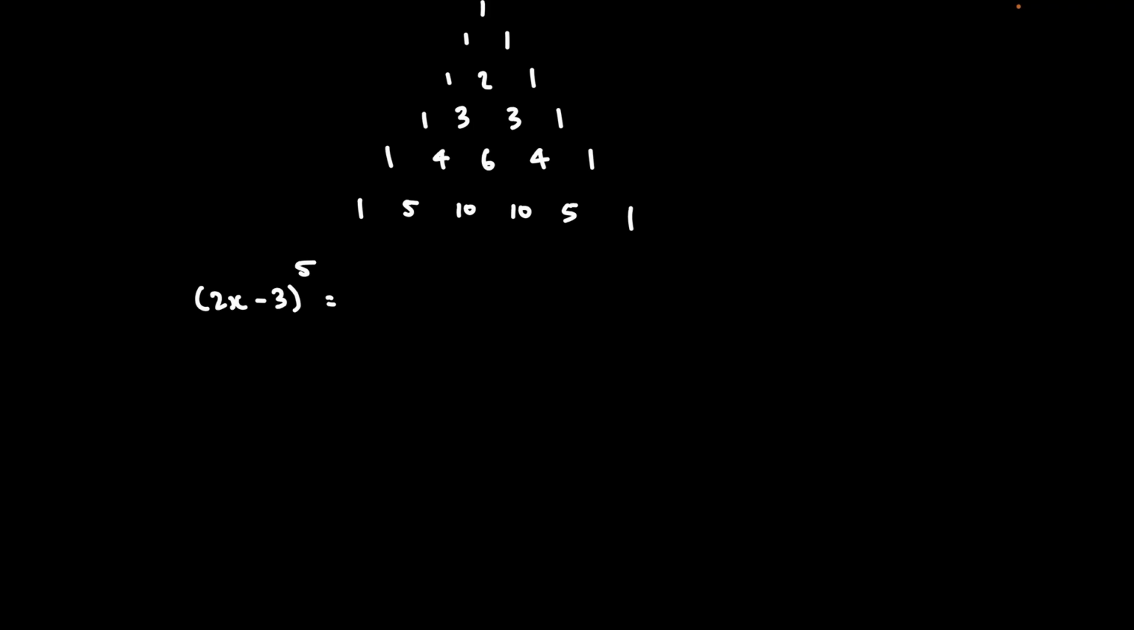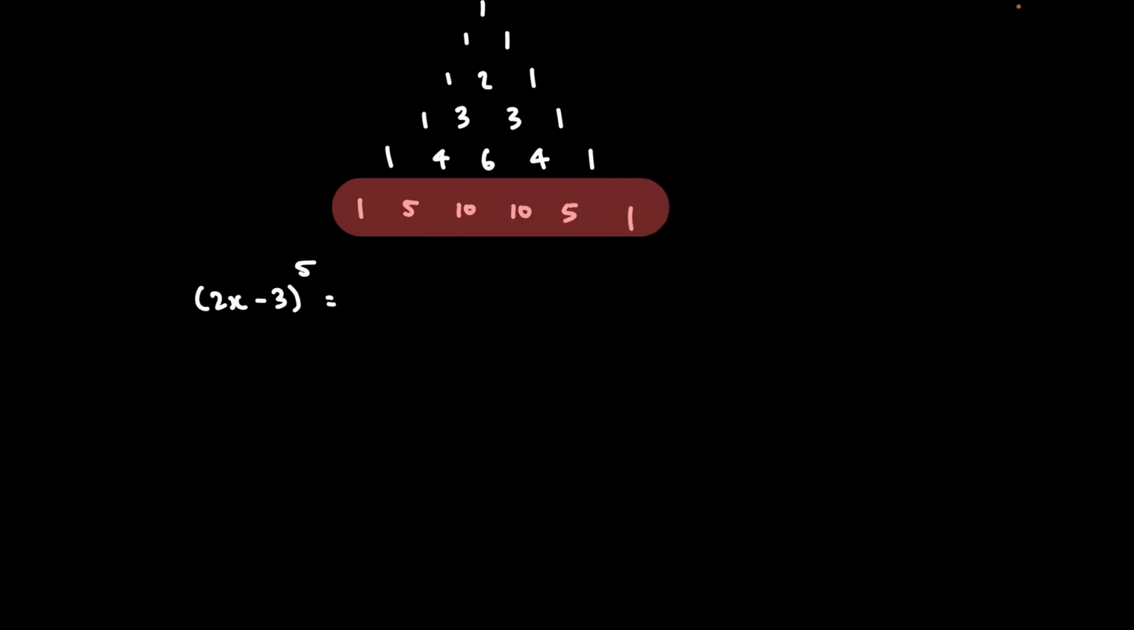Which row do I use in Pascal's triangle? Well, it's the row which has 5 as the second term. 1, 5, 10, 10, 5, 1. So in doing so, we can have 1 as the coefficient of the first term, 2x, negative 3. The exponent of the first term is 5, and the exponent of the second term is 0, plus 5 times 2x to the power of 4, negative 3 to the power of 1. These are the two terms. 4 because it's minus 1 from the next previous term, and 5 because that's the coefficient of the second term.